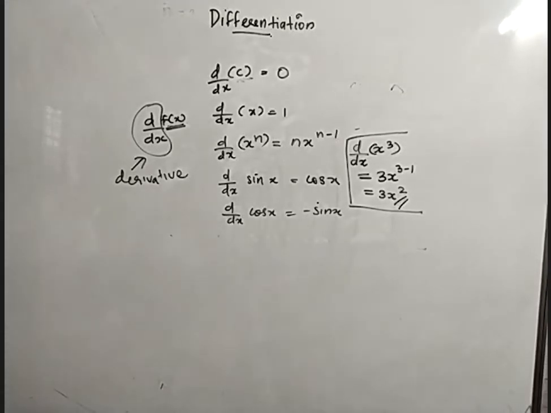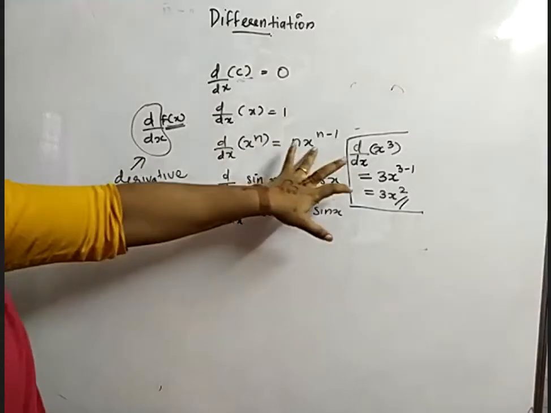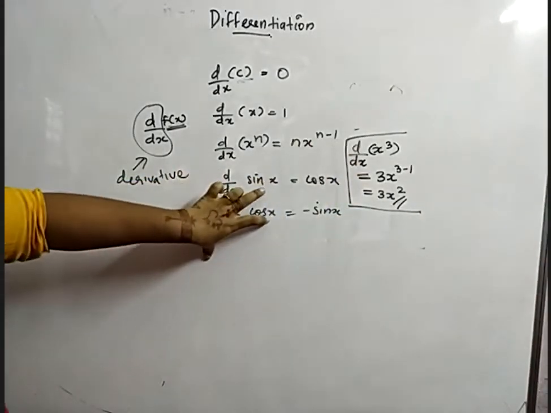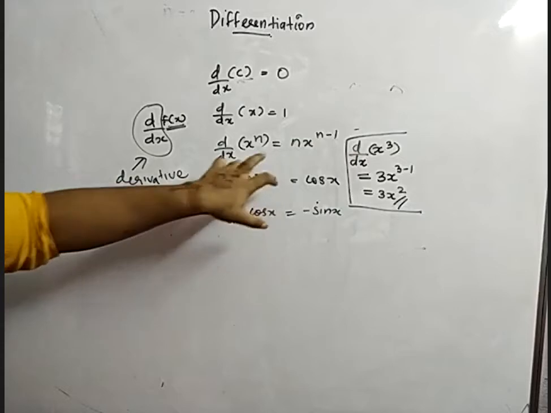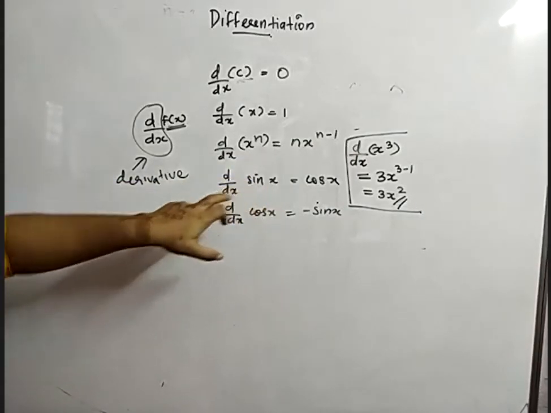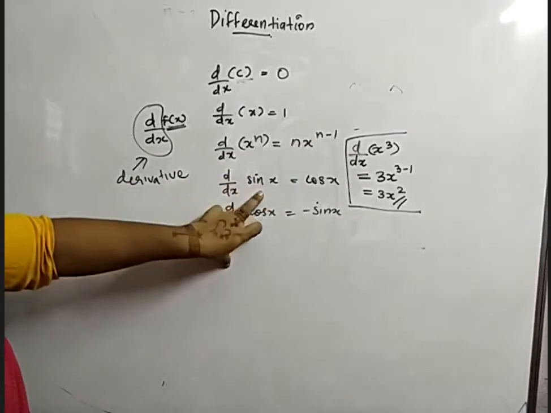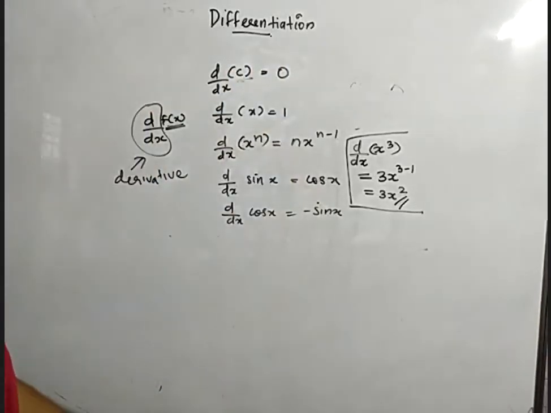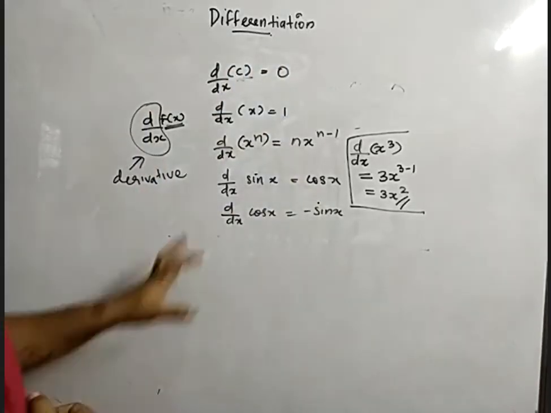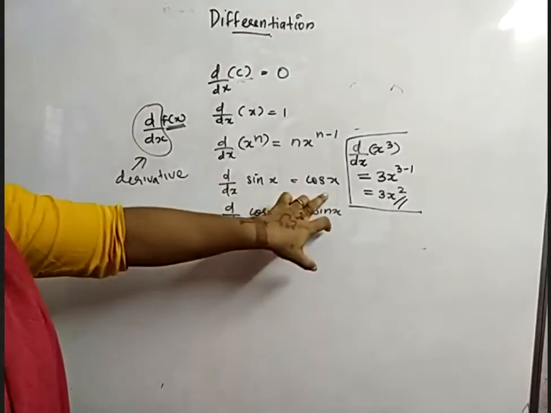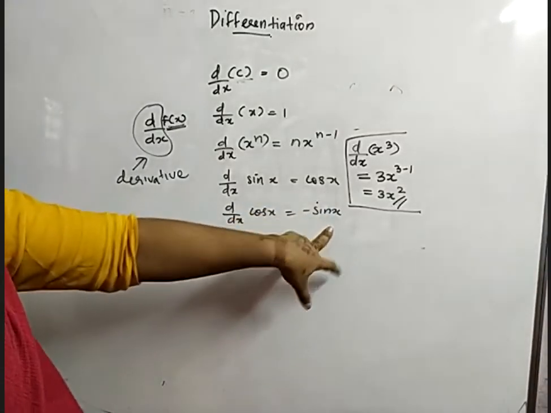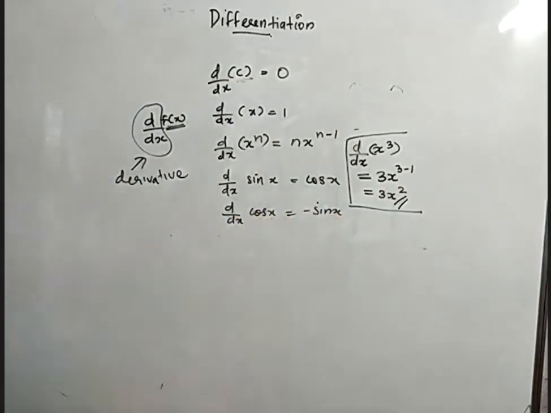So the derivative of x raised to n is nx raised to n minus 1. Then what is the derivative of sin x? Derivative of sin x is cos x. You need to learn all these things by heart. Some more I'll write on the board. Derivative of sin x is cos x. Derivative of cos x is minus sin x. You need to learn this by heart.